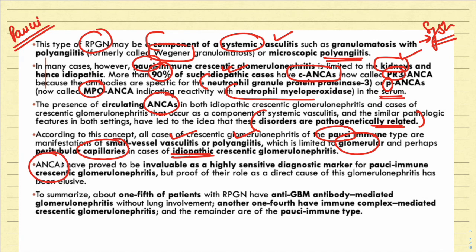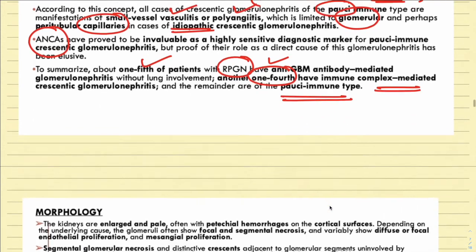Okay, very important. Just to summarize over here, 1/5 of the patients with RPGN have anti-GBM antibody mediated glomerulonephritis, that is type 1, without lung involvement. Another 1/4 have immune complex mediated crescentic glomerulonephritis, that is type 2, and the remainder have the pauci-immune variety. So 1/5, 1/4, and the remainder, the major form, are pauci-immune.